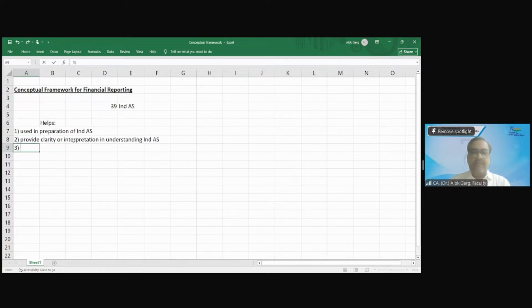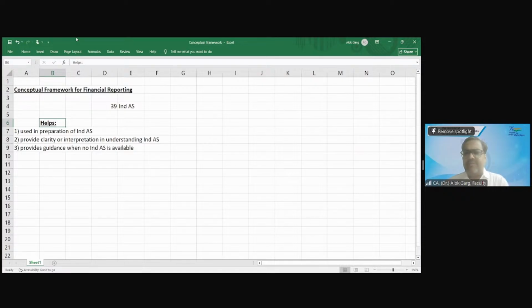Third, it provides guidance when no Ind AS is available. Is it clear in mind? Friends, this is a theoretical chapter, right?